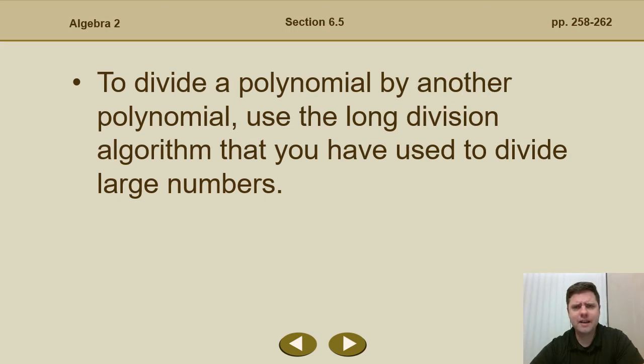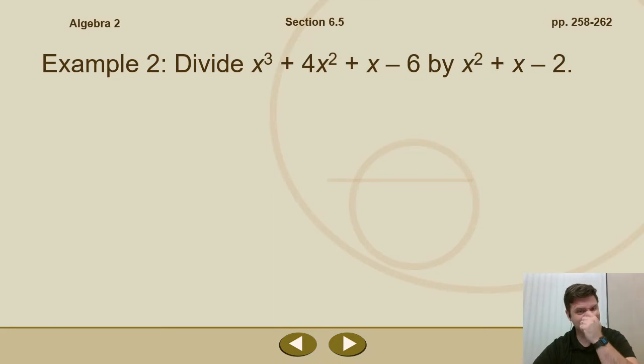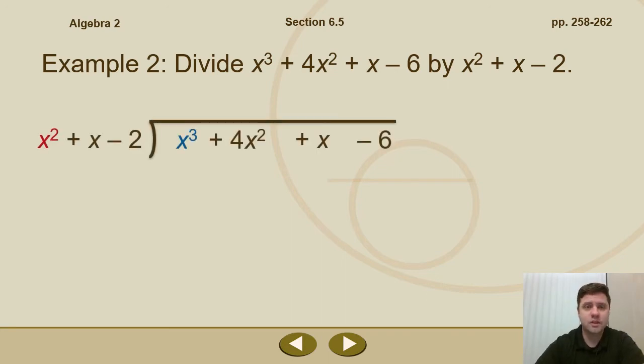Okay, but to divide a polynomial by another polynomial, we're going to use the long division algorithm that you used when you divided large numbers. So watch, we're just going to apply what we just did with that long division to the process of dividing a polynomial. So in example 2, we see this problem. Divide x cubed plus 4x squared plus x minus 6 by x squared plus x minus 2. So we just set it up as a long division problem.